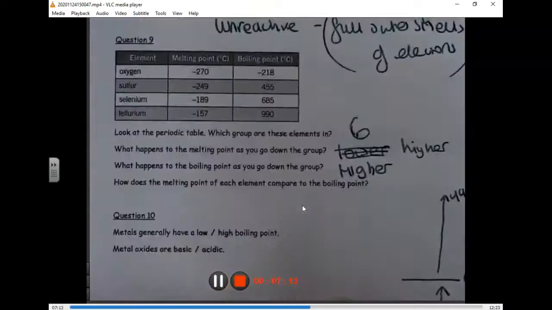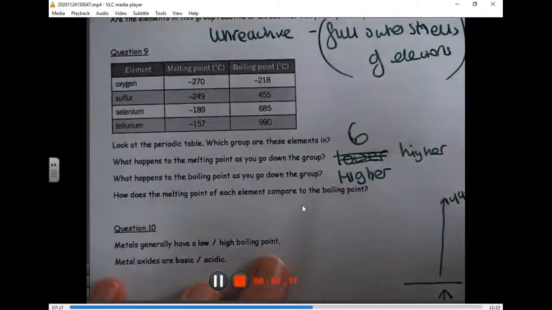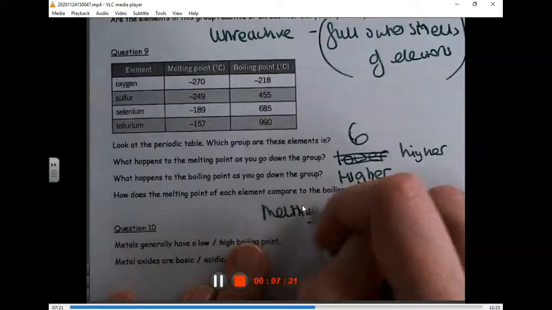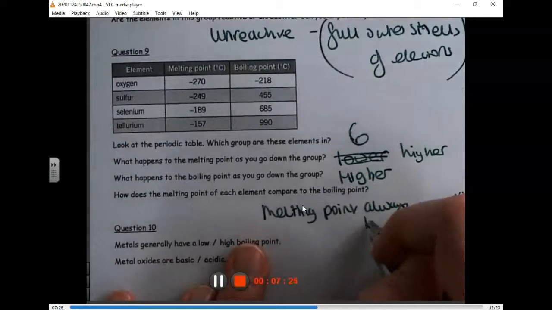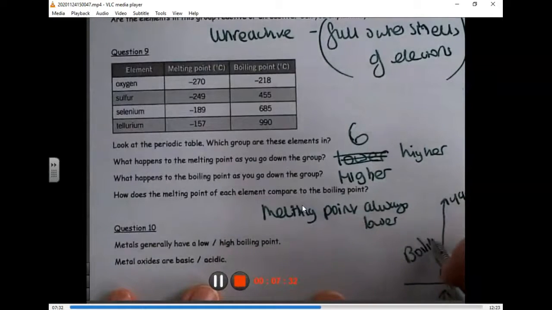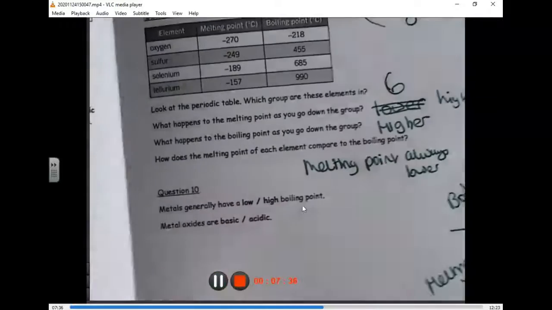990. And it says, how does the melting point of each element compare to its boiling point? It's always lower. So the melting points are all down here, and the boiling points are all up here. Okay, melting and boiling. Question 10.